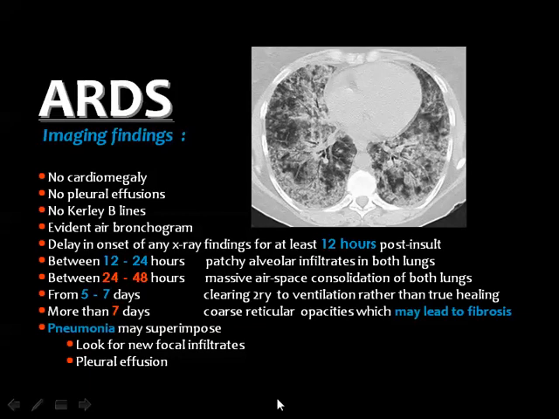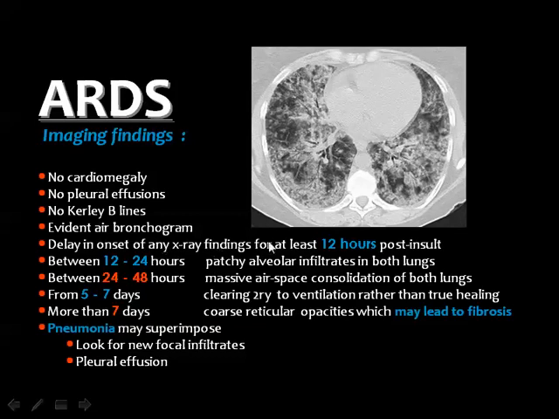Then, if you look at the X-ray or the CT scan and you see extensive opacities, but these opacities are not associated with enlargement of the cardiac shadow. There are no pleural effusions and no Kerley lines to differentiate it from interstitial edema. But you see the opacities with some air bronchogram inside, denoting pulmonary consolidation.